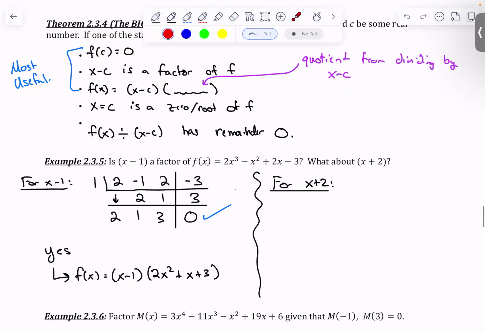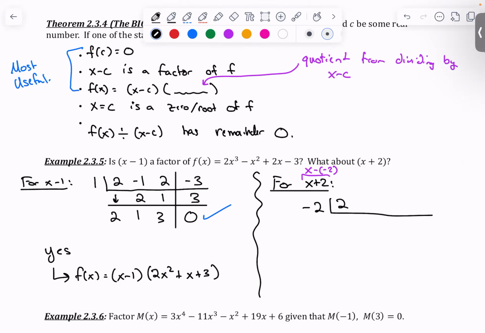But I'm going to do synthetic division because if it is a factor, it might be nice to write the factorization. So negative 2 this time, because in order to use synthetic division, it needs to be of the form x minus a number. That's writing it as x plus 2, so we need to rewrite this as x minus negative 2. And then do the synthetic division. So 2x cubed minus 1x squared plus 2x minus 3. Draw a vertical line right before the constant term and perform the synthetic division. Go ahead and do it yourselves.